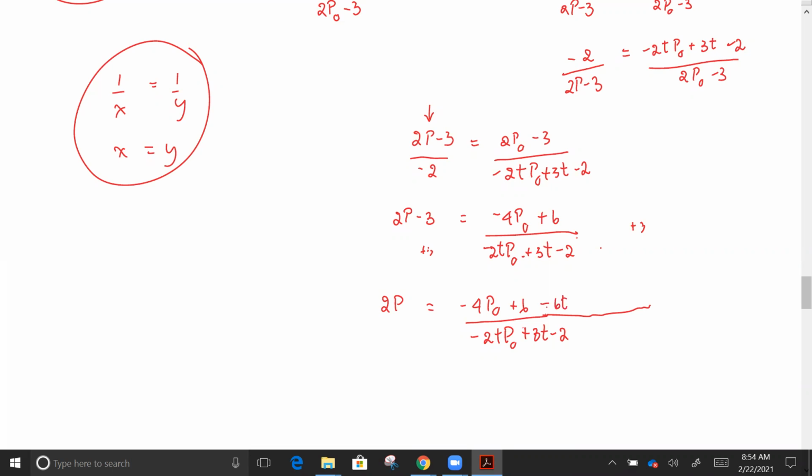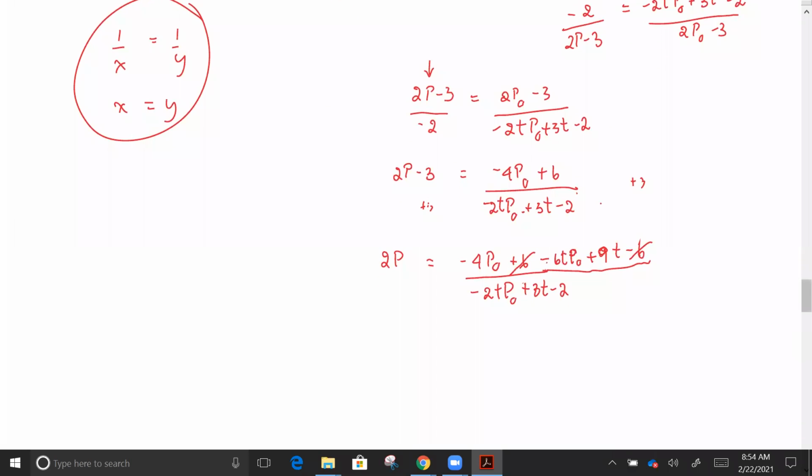6 t p0 plus 9t minus 6 minus 6. And you see 6 and 6 cancel. Okay. And then your p equals 1/2. And actually the numerator here is negative 4 p0 minus 6t p0 plus 9t.